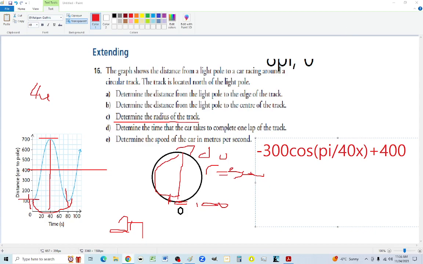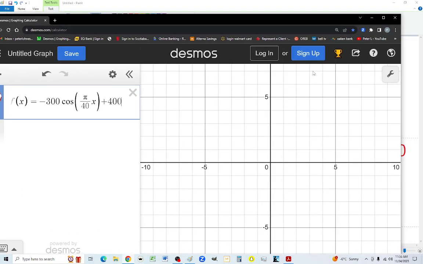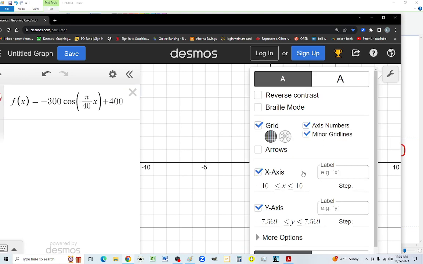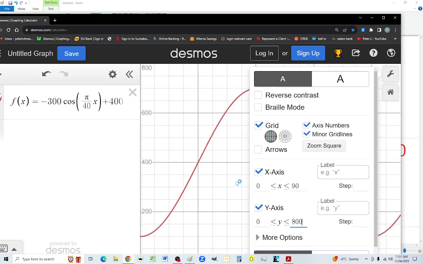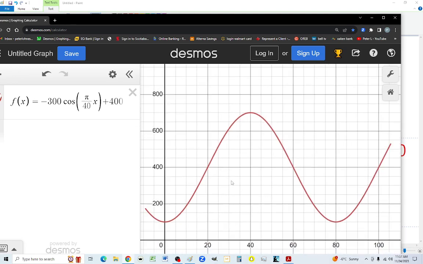So what I'm going to do is pull up Desmos, and I'm going to put f of x is equal to minus 300 cos pi over 40x plus 400. And I'm going to bring it over here, and I'm going to change the visuals. I'm going to make my x-axis go from 0 to, let's say, 90, and my y-axis from 0 to 800. And here we see it.